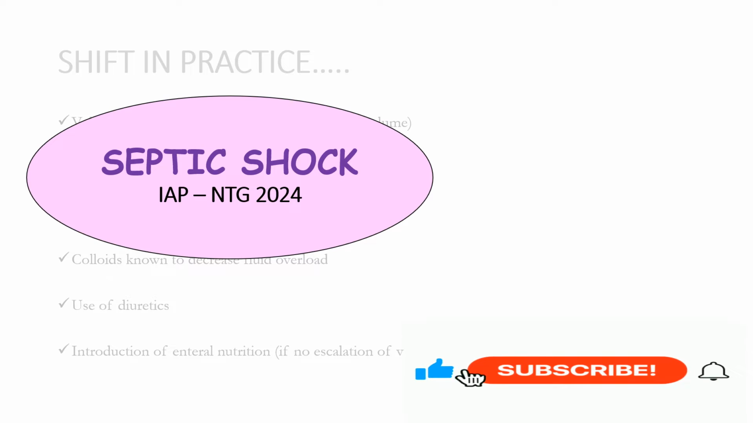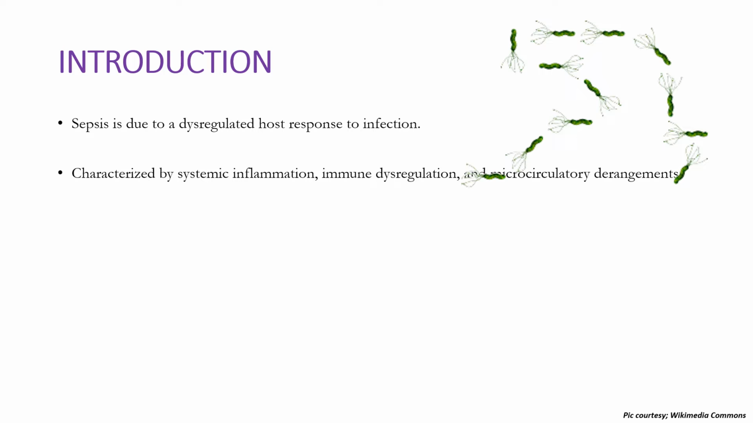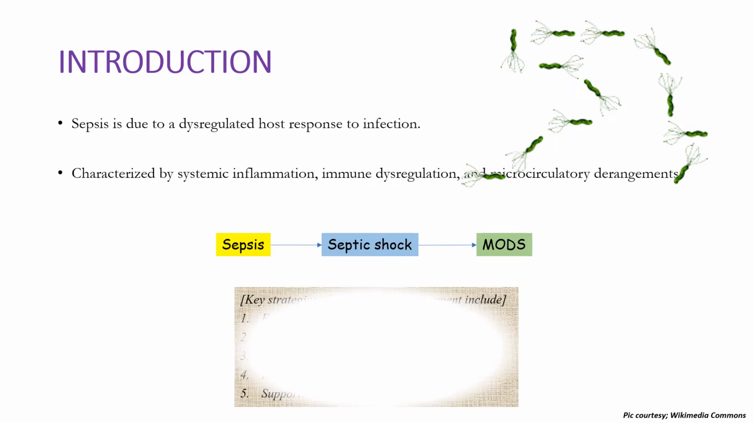The recent IAP National Treatment Guidelines 2024 on the management of septic shock in children has a number of changes which might lead to a paradigm shift in our practices which we have learned till now. We all know it is a dysregulated host response to infection characterized by systemic inflammation, immune dysregulation, and microcirculatory derangements. But the specific clinical features on where the patient falls lies on the continuum, which ranges from sepsis to septic shock to multi-organ dysfunction syndrome.